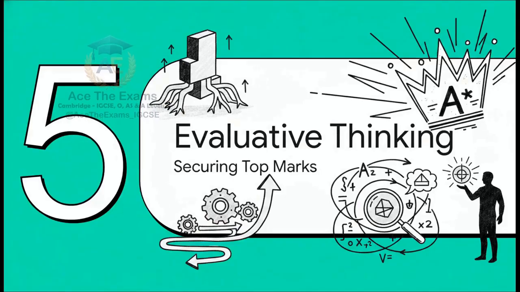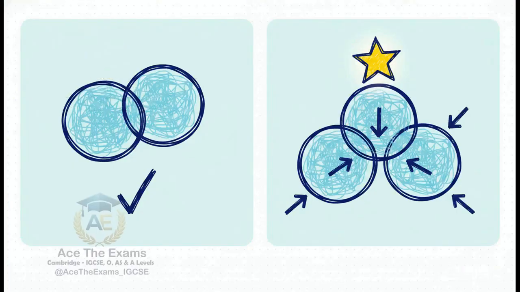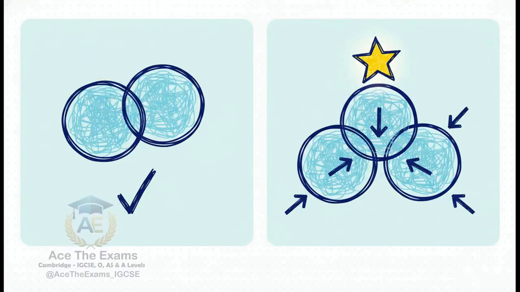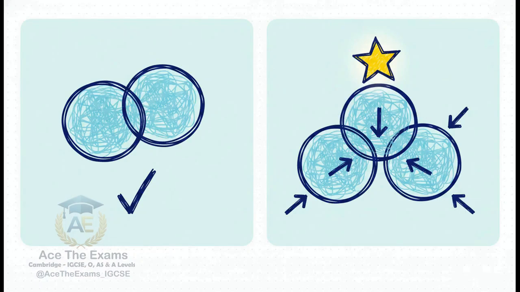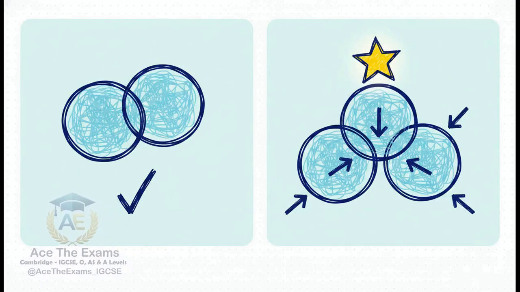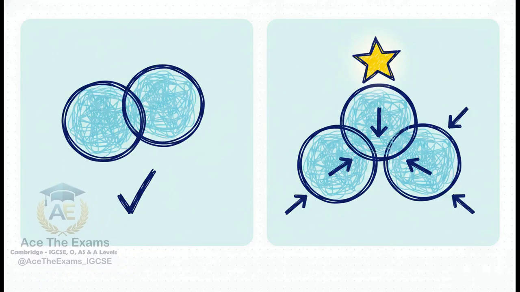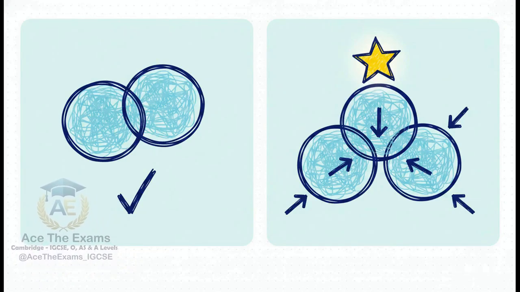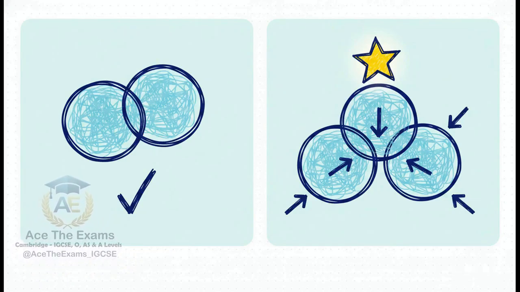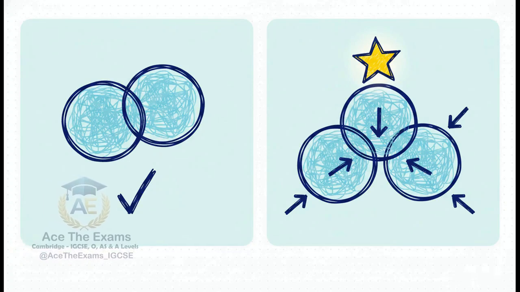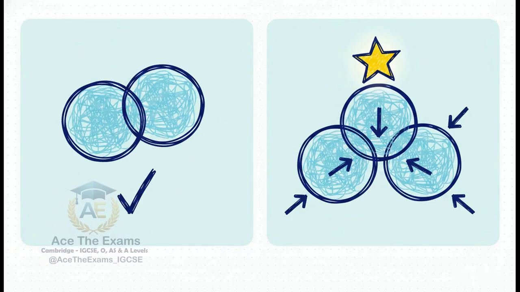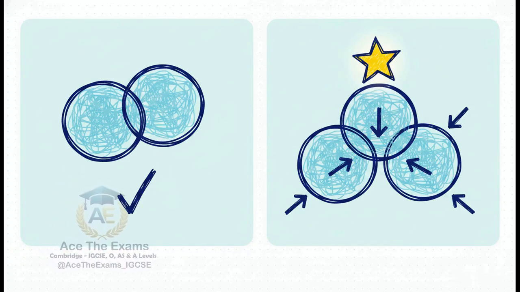Section 5. Evaluative thinking for top marks. We are now entering the elite phase of our strategy. To secure an A-star, you must satisfy complex command word parameters. And this brilliantly illustrates the exact difference between a mid-tier response and a flawless top-band evaluation. Standard analysis merely identifies simple similarities, but comparative analysis requires identifying similarities and differences using comparative connectives, all entirely supported by mathematical evidence.